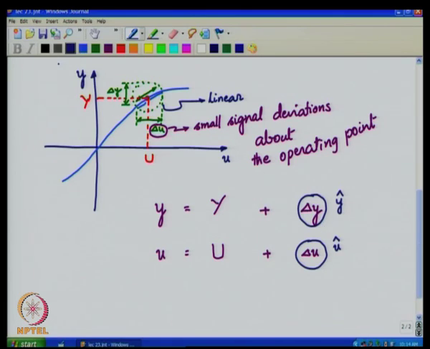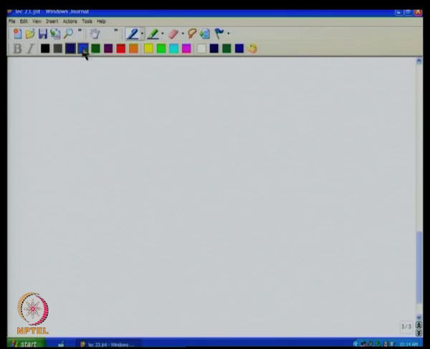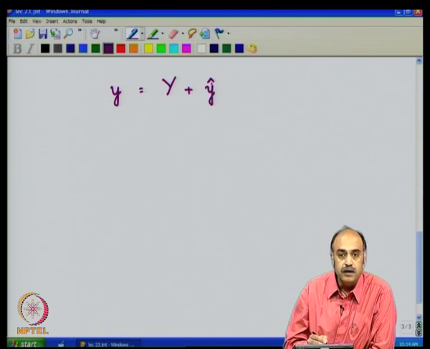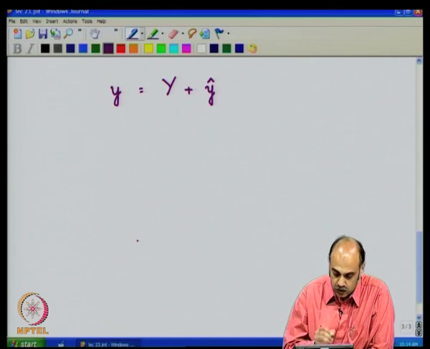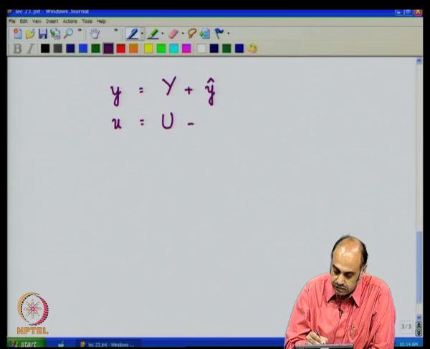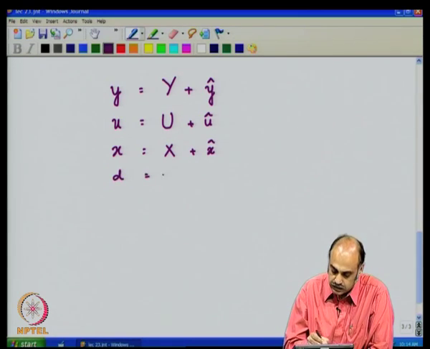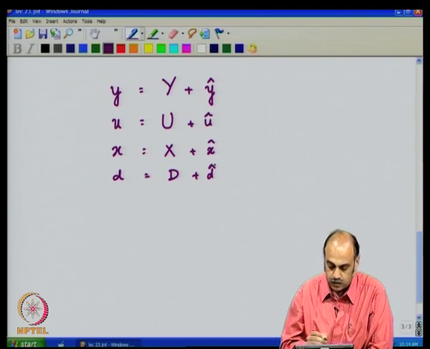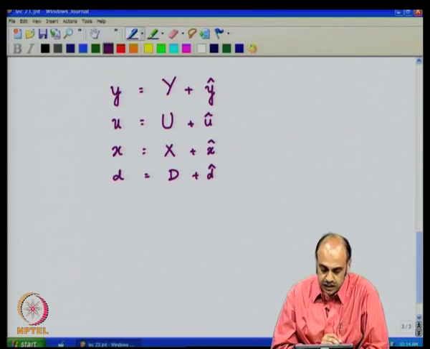So, therefore, we can say y, the large signal part, is nothing but a steady state part represented by uppercase Y plus a small signal part represented by the lowercase letter with a hat on top. So also you have u, which has a steady state part U plus u hat, x, which has a steady state part X plus x hat, so on, d, which has a steady state part D plus d hat, so on. All these deviations are around here.